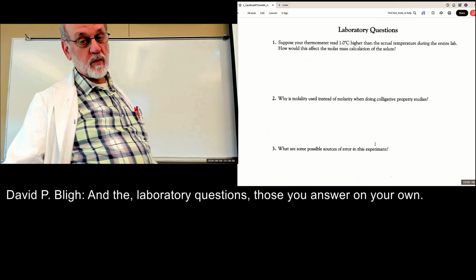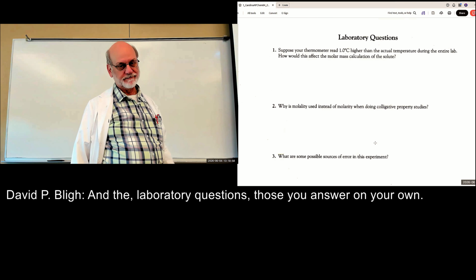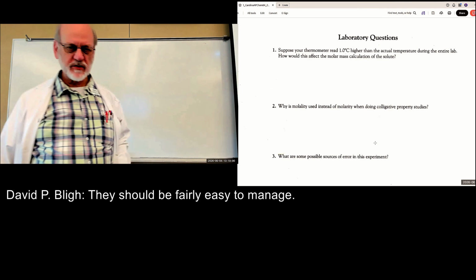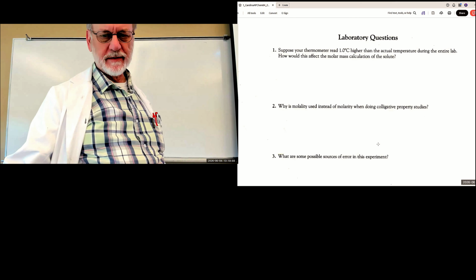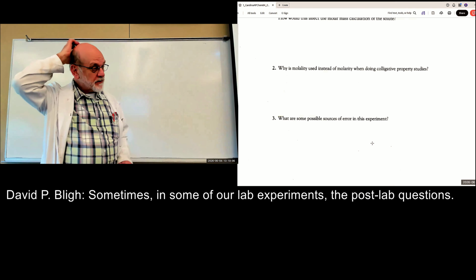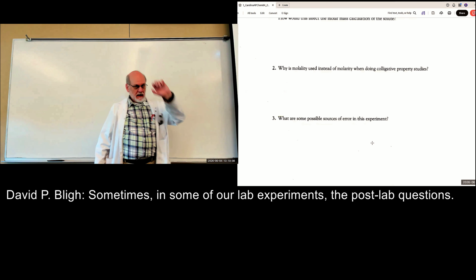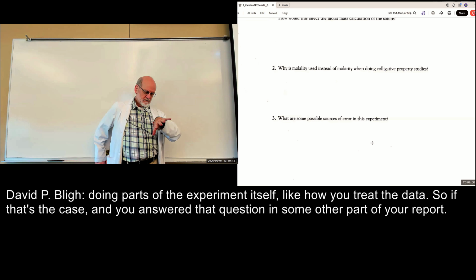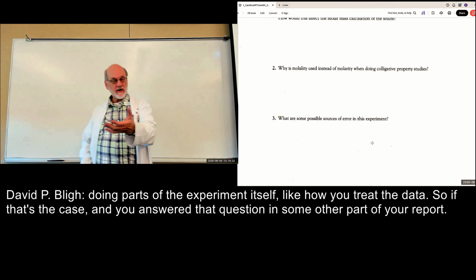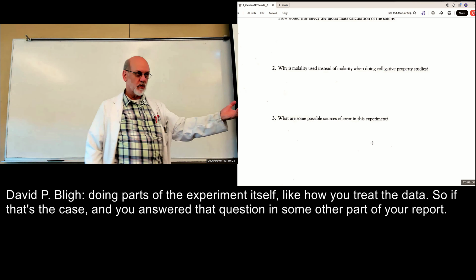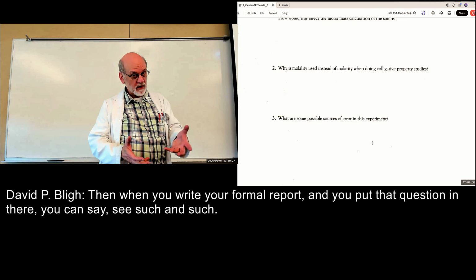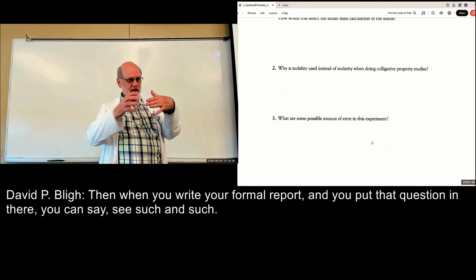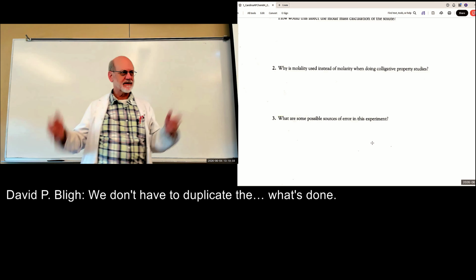And the laboratory questions, those you answer on your own. They should be fairly easy to manage. Sometimes in some of our lab experiments, the post-lab questions actually involve doing parts of the experiment itself, like how you treat the data. If that's the case, and you answered that question in some other part of your report, then when you write your formal report and you put that question in there, you can say, see, such and such. You don't have to duplicate all the stuff.